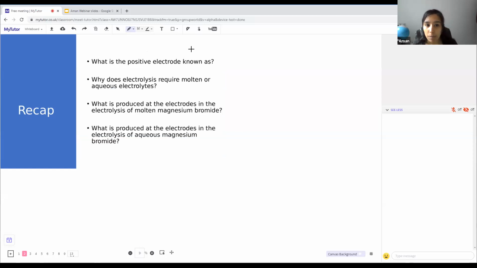Before we go into half equations, a quick recap of what we covered last week. Does anyone remember what the positive electrode is known as? When we carry out electrolysis, there are two electrodes in there. One is a positive electrode and one is a negative electrode. And that positive electrode has a name. Good, it's the anode. The way that I helped you to remember it last week was to say that anions are negative ions, such as the chloride ion is a negative ion, and it is attracted to the anode. So negative is attracted to positive, so that's how I remember that the anode is positive.